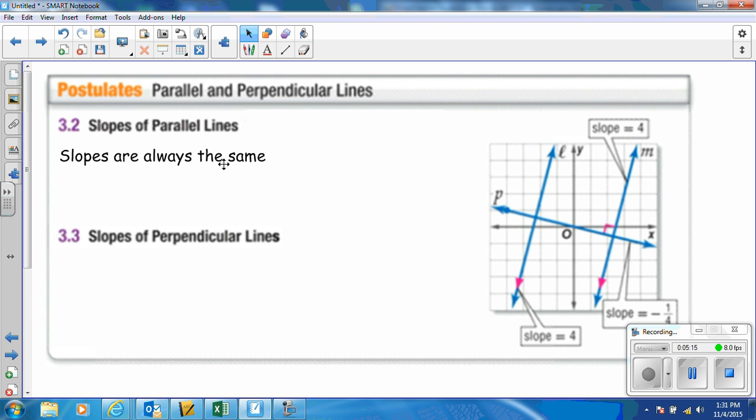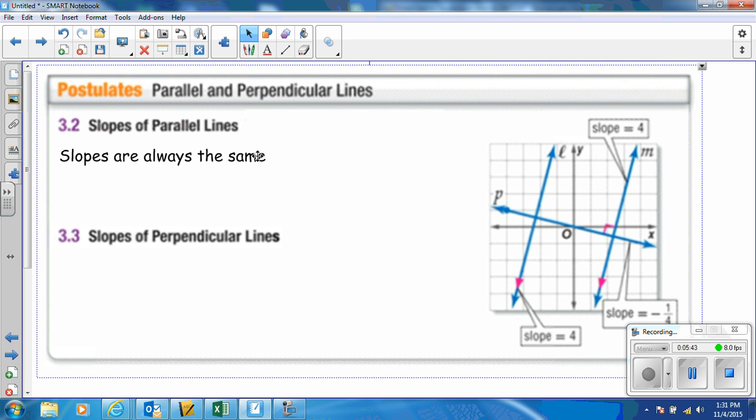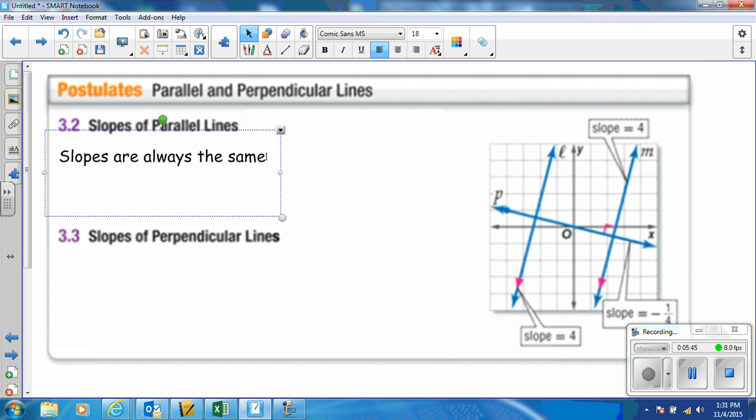One thing you should know about parallel lines, their slopes are always the same. If you look at lines L and M over here, we do have our parallel line arrows on it. That's a good thing. It shows us they're parallel. But more than that, our slopes are exactly the same. The slope equals 4 for both of the lines that we're looking at. So if their slopes are the same, that means they're parallel.